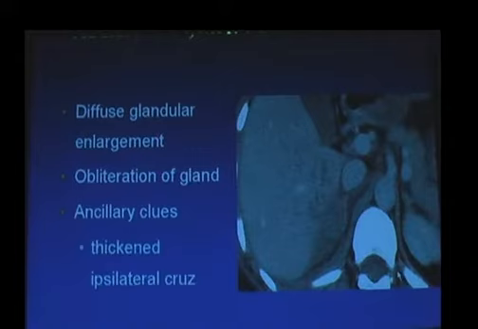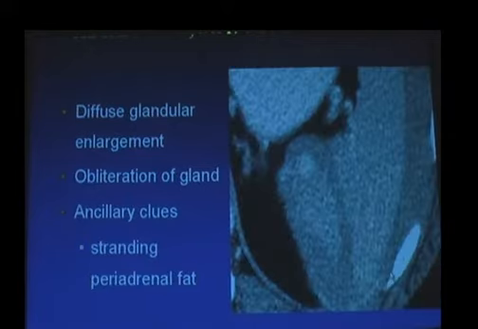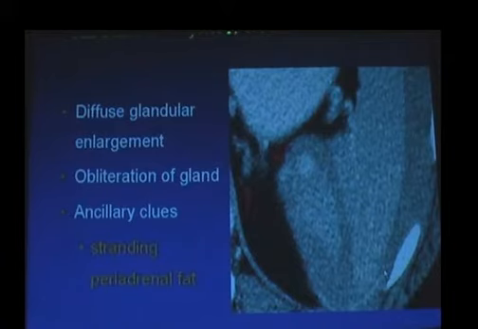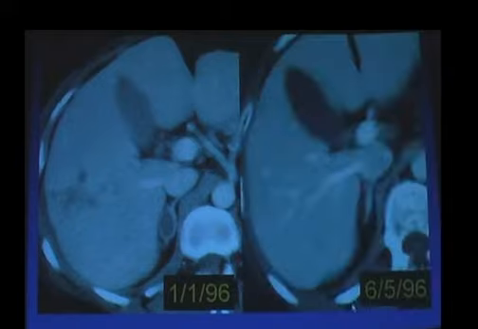Important ancillary clues to look for are the presence of ipsilateral thickening of the crus of the hemidiaphragm, as you can see here, or you can also have stranding of the periadrenal fat, as you can see in this case. This is a patient who came in who had this round hematoma within the right adrenal gland, associated hepatic laceration, and this patient came back about 5 months later, and you can see that both injuries had completely healed.